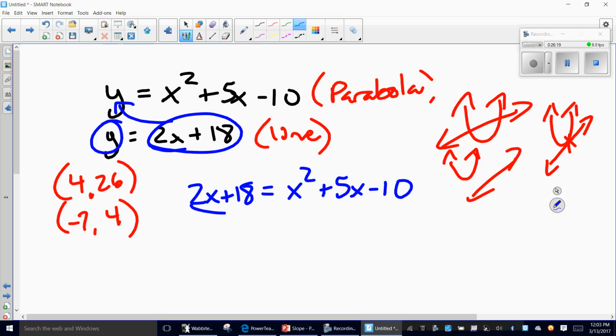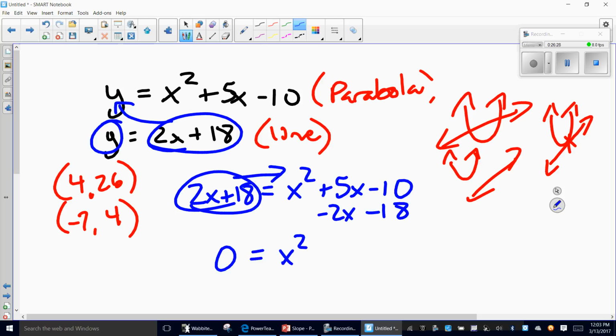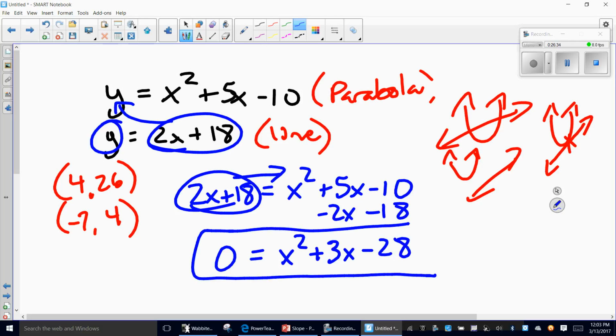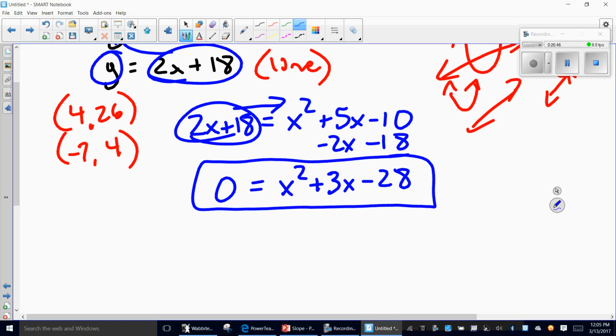Let's set it equal to 0. So let's move both of these over here, so that'll be a minus 2x and a minus 18. So 0 is equal to x squared plus 3x minus 28. Take a minute, however you want to do it: formula, factor it, graph it, solve that quadratic.